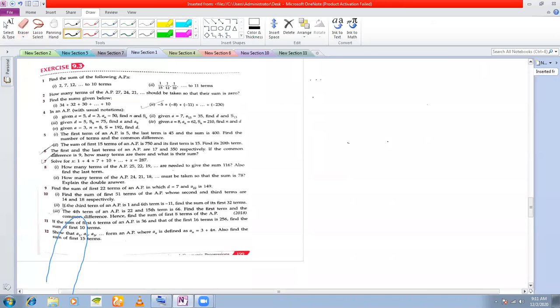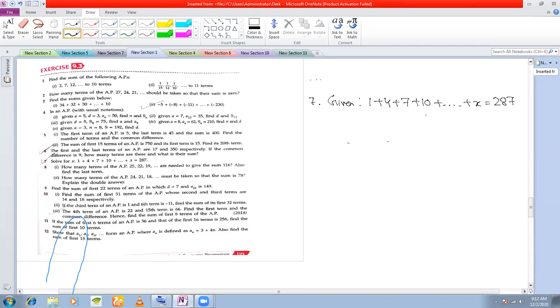Now number 7, solve for x. So given here is 1 plus 4 plus 7 plus 10 plus up till x is equal to 287. This is given to you. You have to find out the value of x. In fact, you have to solve for x. How do you solve for x?